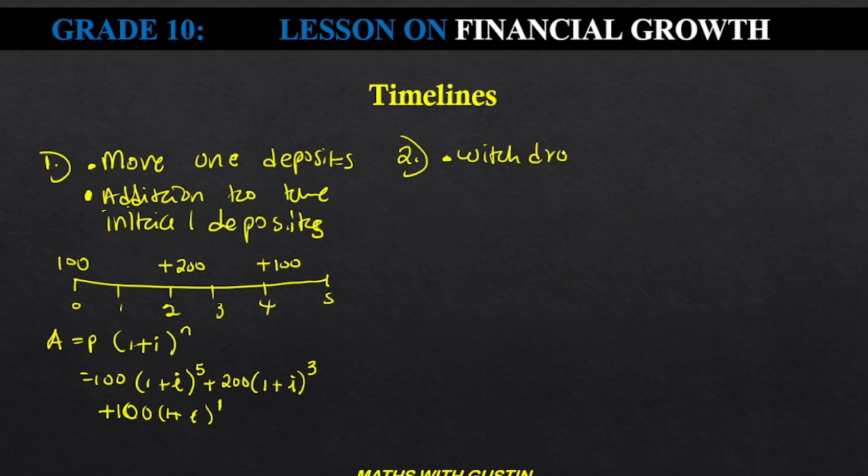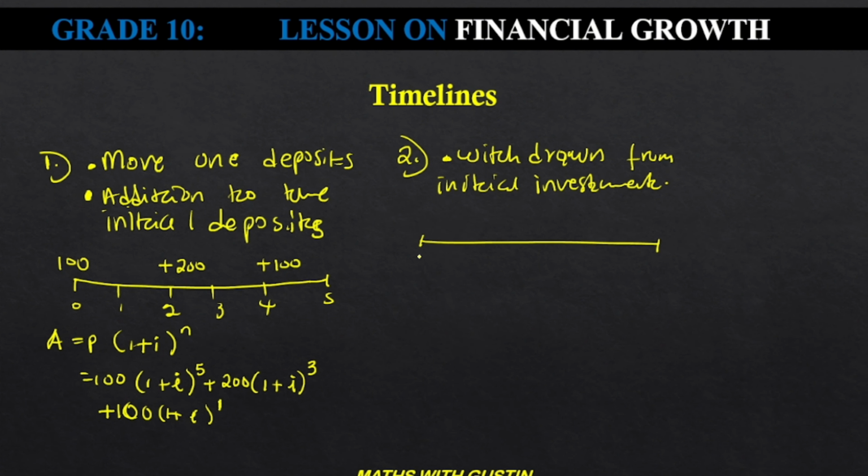second time around, you will use it if there's a withdrawal from the initial investment. Okay, that's how you would do it. So let's say for an example, similar to this one, you've got a deposit of, let's say, 1000 rand, and then after 2 years you withdraw 200 rand.